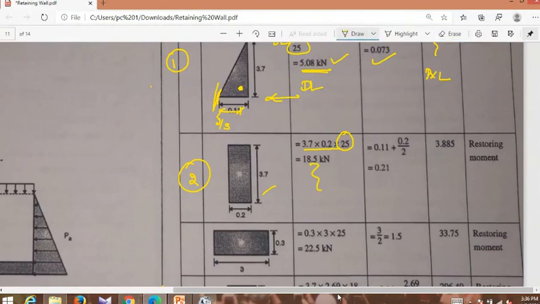Okay, but here we have the triangle. Okay, and my reference axis C is from here. Therefore, this distance is 0.1. Okay, therefore, the CG of this one acts at the center. Therefore, what you do, 0.11 plus half of this 0.2. Therefore, we will get the distance. Therefore, moment will be 3.885.